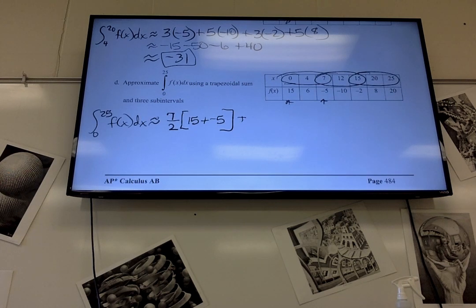Okay, from 7 to 15, that's 8. So 8 over 2 is 4. And it's going to be -5 plus -2. 15 to 25, that's 10 over 2, so that's 5. And then -2 plus 20. If you work all that out, you get 97.